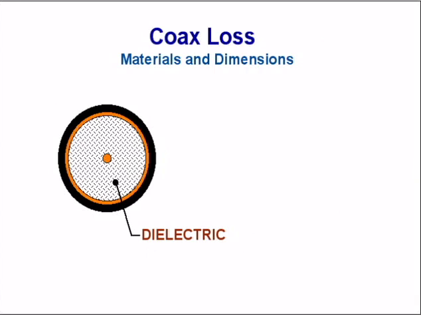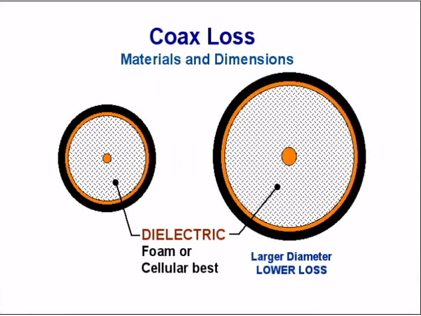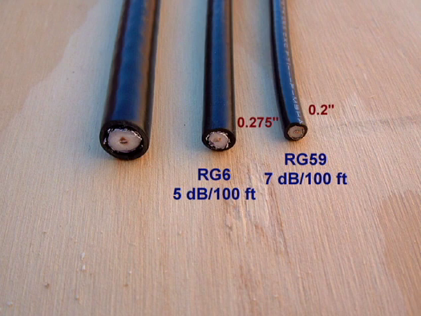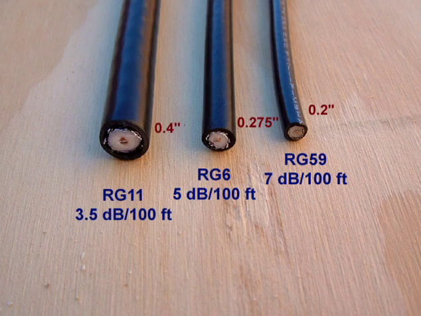the dielectric insulating material. While the best insulation is a vacuum, it's not very practical. Foamed or cellular dielectrics are the most popular. In general, the larger the diameter of the dielectric, the lower the loss. At 700 MHz, RG59 with a typical diameter of 0.2 inch has a loss of 7 dB per 100 feet. RG6 with a typical diameter of 0.27 inch has a loss of 5 dB. And RG11 with a typical diameter of 0.4 inch has a loss of only 3.5 dB.